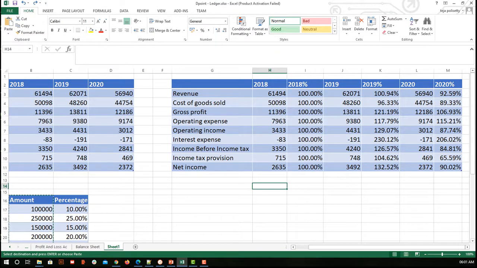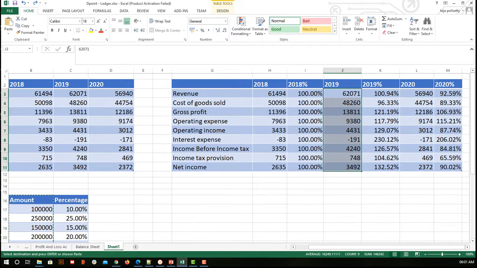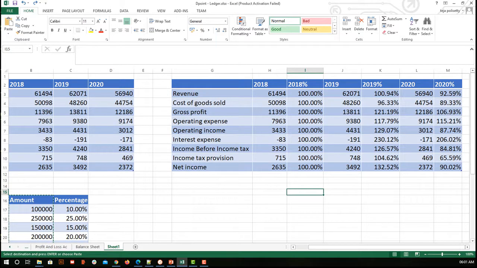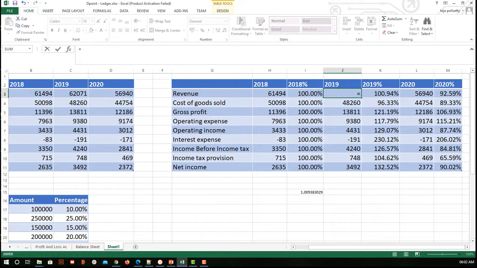Now whatever we have for 2019, I have written in one column. If this 61494 is 100%, then what is the percentage of this? How will I calculate that? Suppose I want to write a value, I take this 62 divided by this. That means my current value by original value into 100.